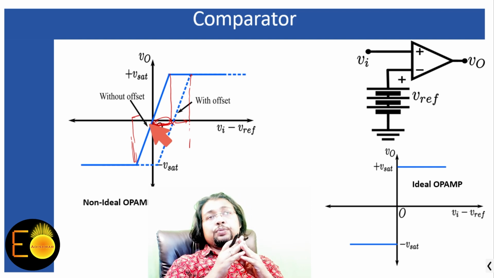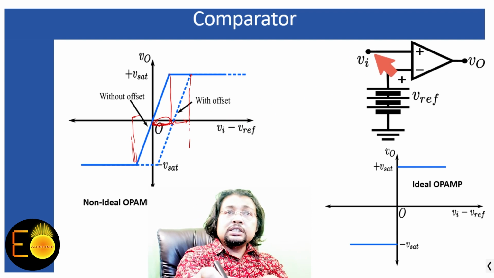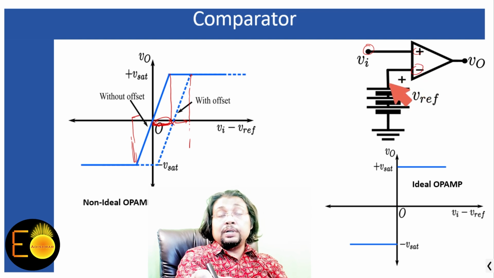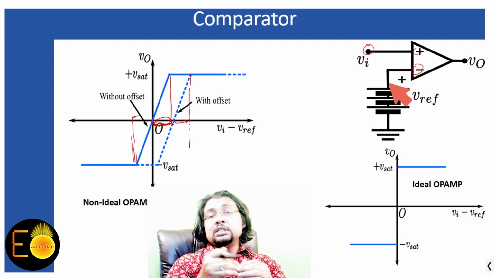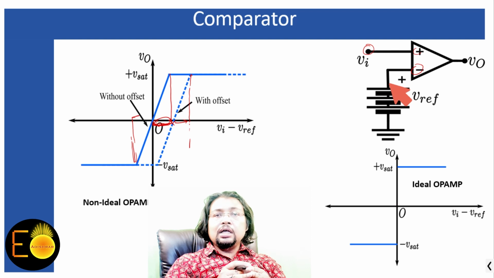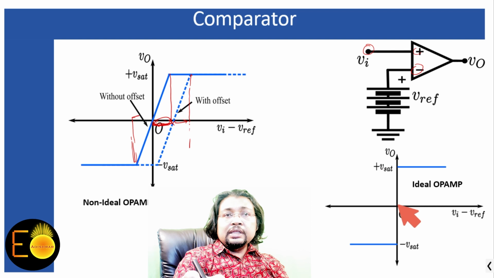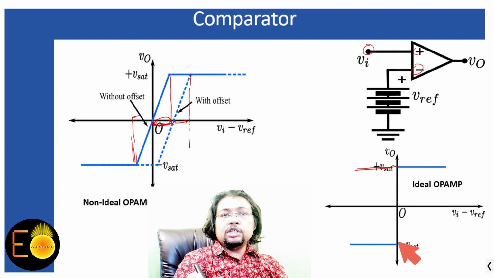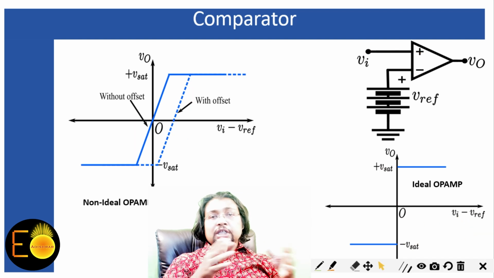One more thing I should mention: this happens by considering that the signal I have applied goes to the plus terminal and the reference voltage goes to the minus terminal. But what if you interchange these terminals? That means the reference voltage will go to the plus terminal and the input voltage will go to the minus terminal. Then the entire scenario will be reversed. In that case, it will switch along this direction and along this direction. So these are the theoretical parts.